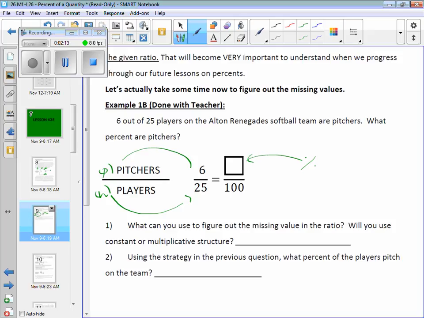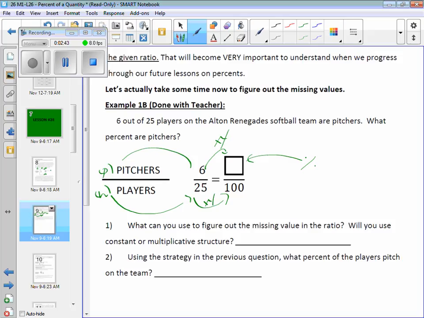Percent, right? Now you're just going to do 4 corners like you've been doing all along from lesson 8, which is when we started this. Where can you connect? Can 6 go into 25 evenly? What about 25 into 100? How much? Do the same thing to the top, and you now have your missing number, which is your percent.